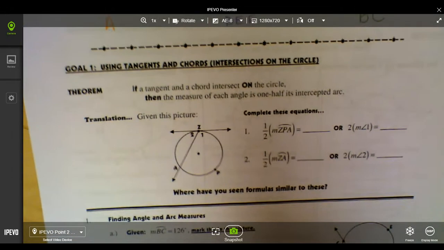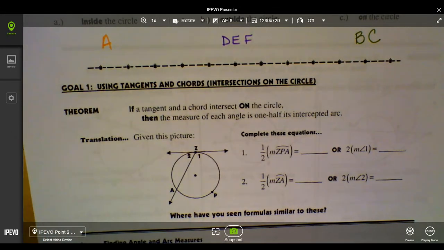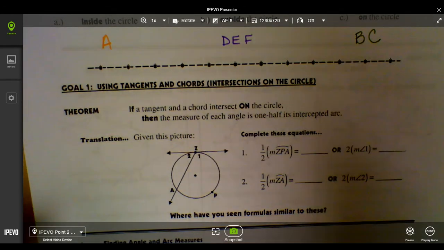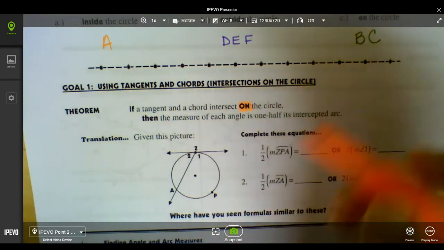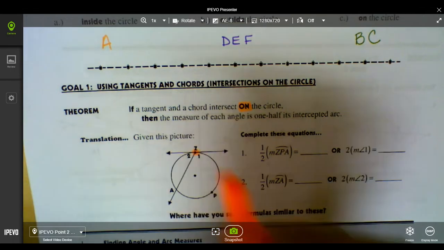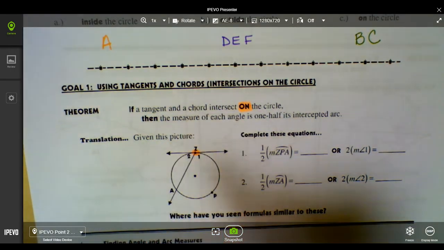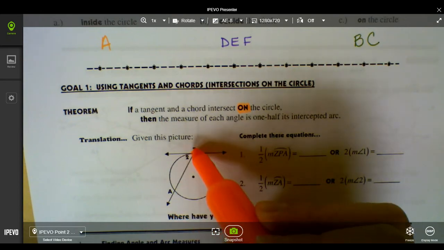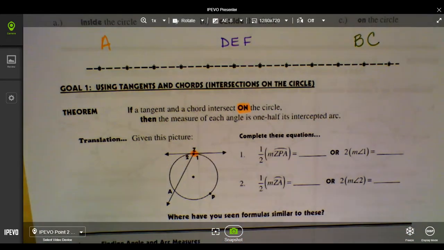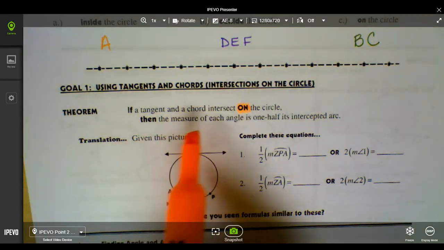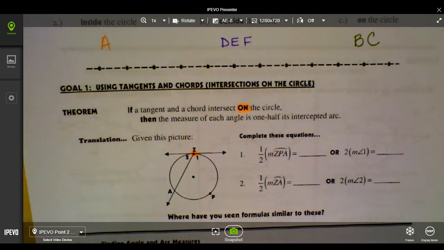Okay, let's actually put another theorem into practice. If a tangent and a chord intersect on the circle, so we are on the circle right here, and remember, a tangent is where it only hits a circle once, and then the chord would be going from Z to A. So the tangent and chord intersect on the circle. Then the measure of each angle is 1/2 the intercepted arc.